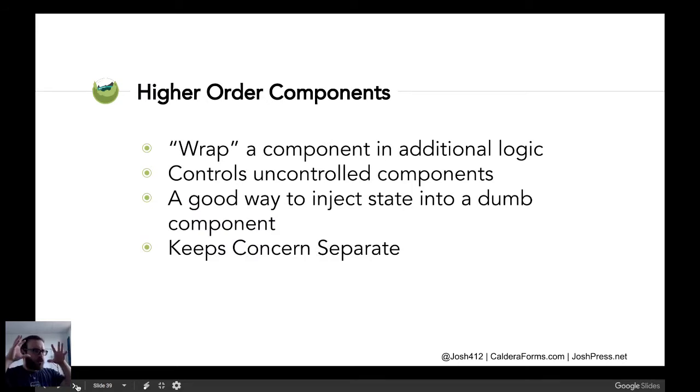And then this other key thing to making this work is these higher order components. These are really well explained in the React docs. There's a link in my post for my slides. They wrap, I keep using this metaphor, a component with additional logic. They tend to control uncontrolled components, right? So this component is dumb, it's uncontrolled. It doesn't know what's going on, and then they control it. They give it its state. So they keep the concerns separate.